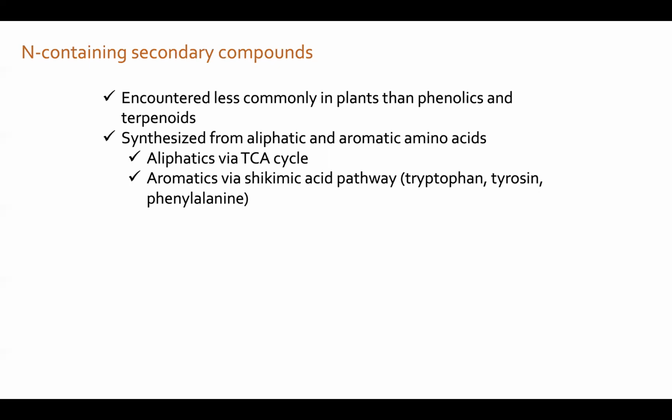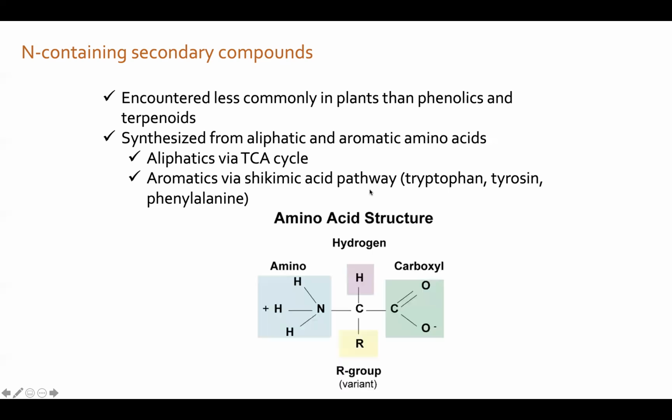Nitrogen-containing secondary compounds are encountered less commonly in plants than phenolics and terpenoids, but as you will soon see, are incredibly important when considering plant-insect interactions. These compounds are synthesized from amino acids, both aliphatic, which are linear chain amino acids from the TCA cycle, as well as aromatics, which are unsaturated ring compounds derived from the shikimic acid pathway. In case you forgot about amino acids, I'm putting up an amino acid structure here to give you a visual.